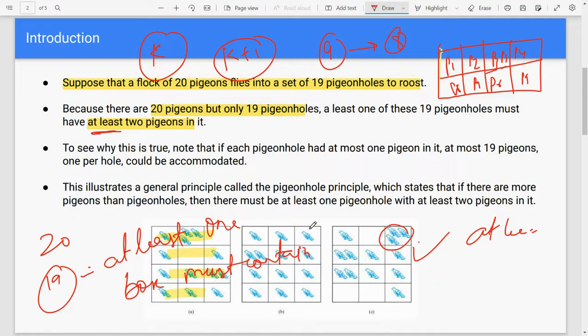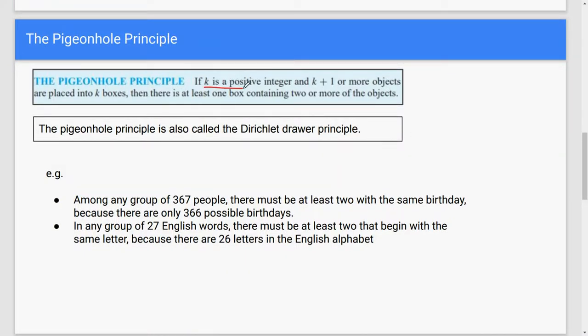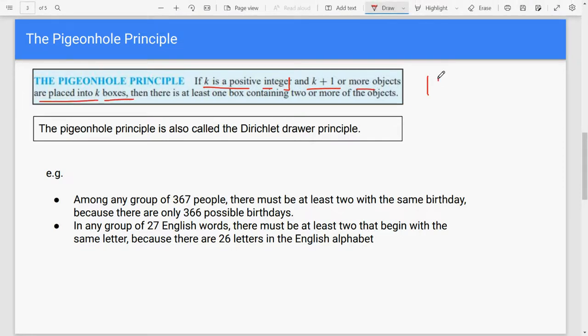It may happen that all the pigeons are in the same box, but that is also consistent. At least one box will contain more than one pigeon. It's not true that no box will contain more than one pigeon. So what is the pigeonhole principle? If k is a positive number and k plus one or more objects are placed into k boxes, meaning maybe k plus two or k plus n objects, then there is at least one box containing two or more of the objects.